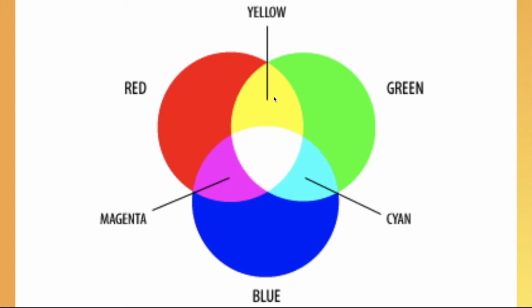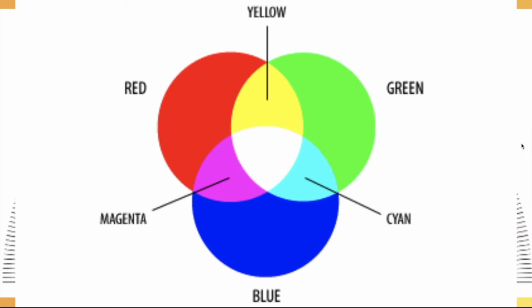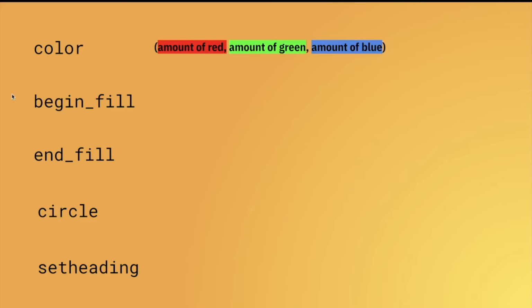So we can combine red and green to get yellow, and then red and blue to get magenta, and so on. We also have begin fill and end fill. These are just used to fill in an area of the canvas with the color. Begin fill tells Turtle to start filling with a color, and then end fill tells Turtle to stop filling with this color. And then circle just draws a circle of a size, so you put the size as the parameter, and then it'll just draw a circle of that size.